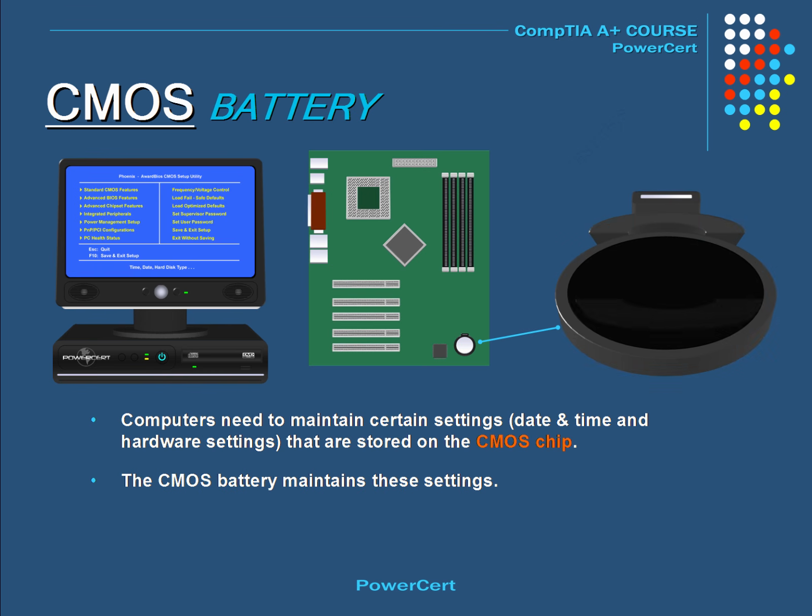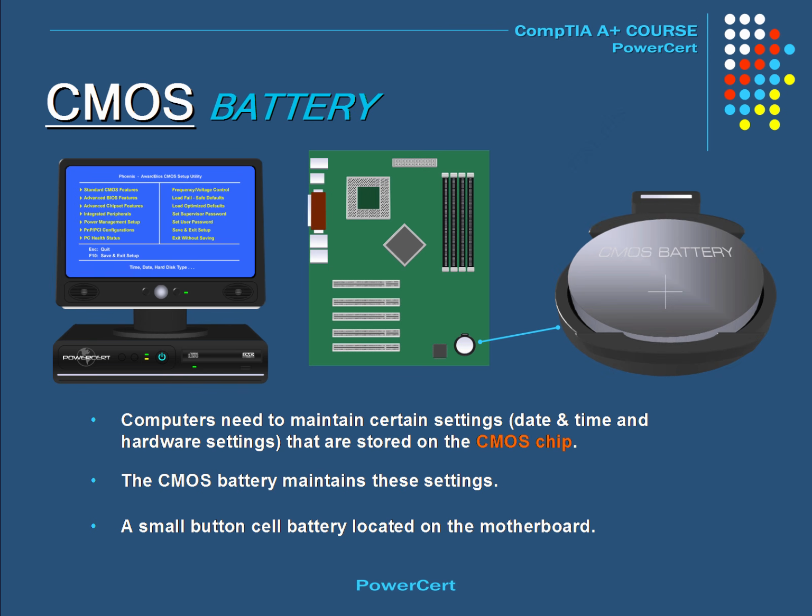The CMOS battery is a small button cell battery which can be seen on the surface of the motherboard and is usually located on the bottom right-hand corner. The CMOS battery is basically the same type that is typically used in wristwatches.